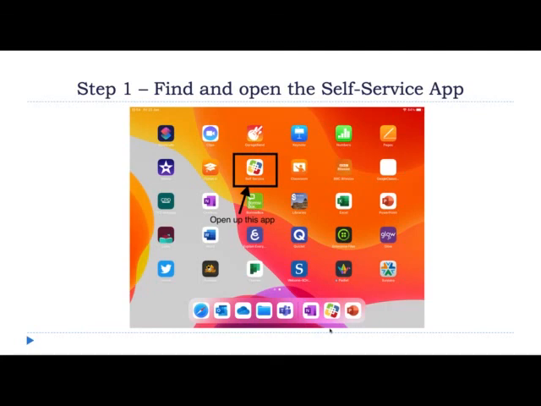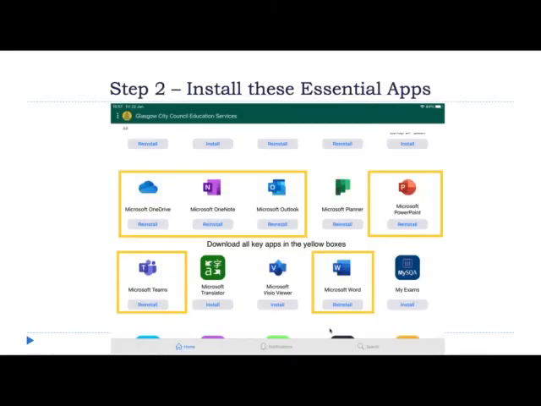Okay, so thank you for watching that video clip. So the next couple of slides are showing you just a summary of what you should have found out in the video. So step 1, find and open the self-service app. Step 2, install all of your key or essential apps. So you've got all the Microsoft ones there. And remember, you might need Microsoft Excel, which is in the row above. And if you scroll a bit further down, you will get Satchel 1.